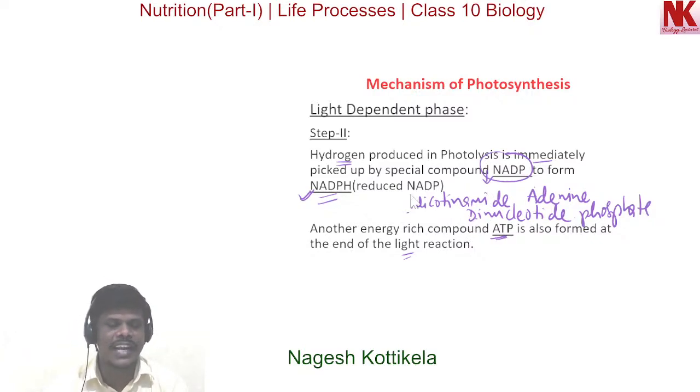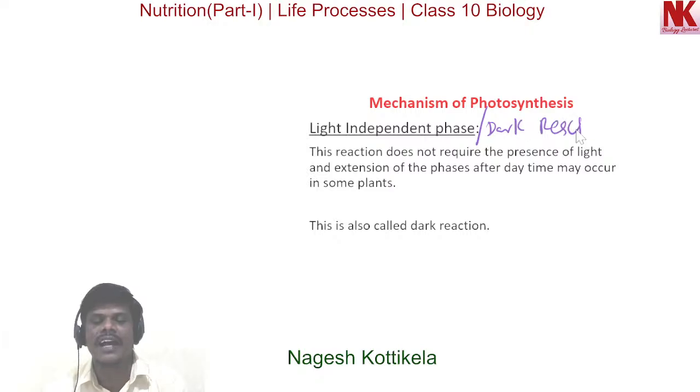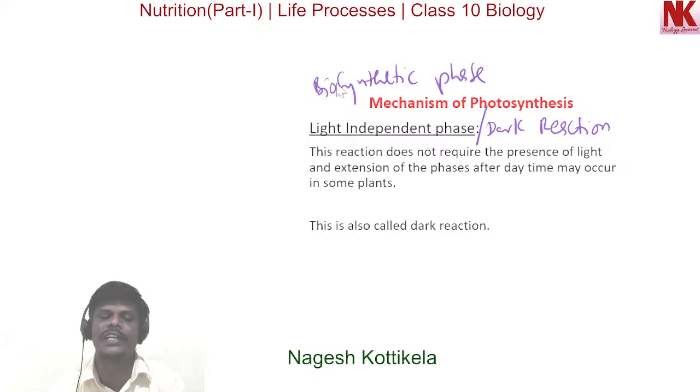Now moving to the next, the light independent phase, which is also called dark reaction. One more concept is that it is also called the biosynthetic phase, okay. So these are the different concepts that can be used to describe the second phase of photosynthesis.